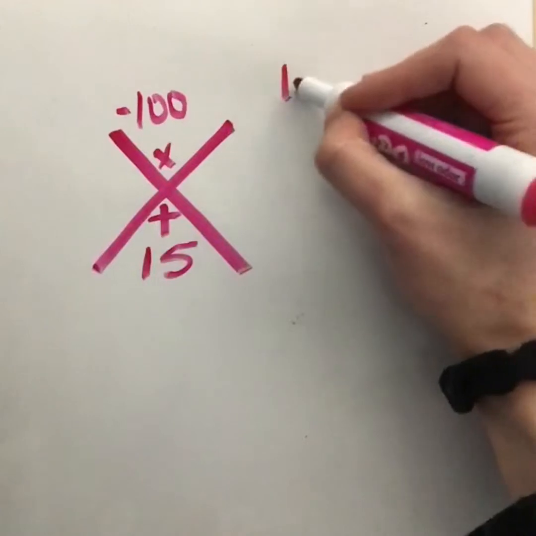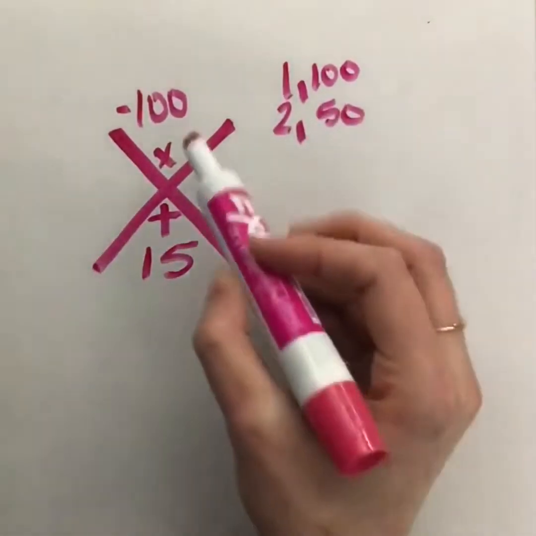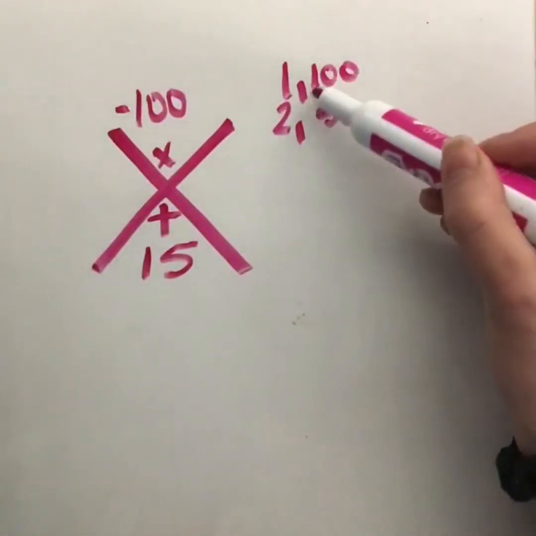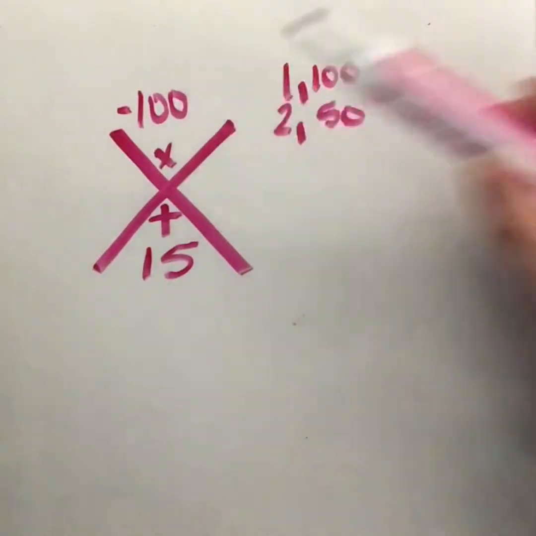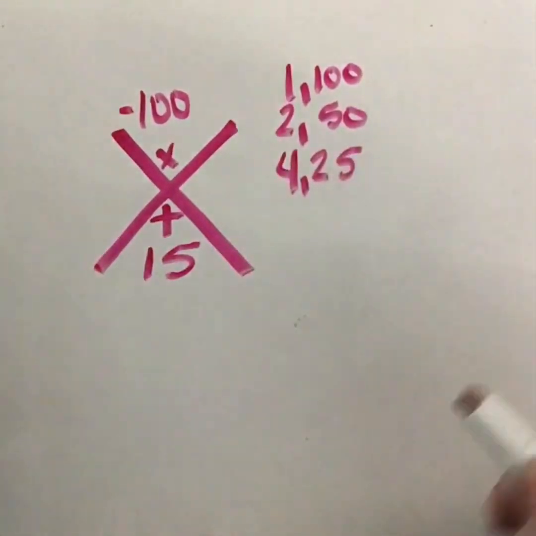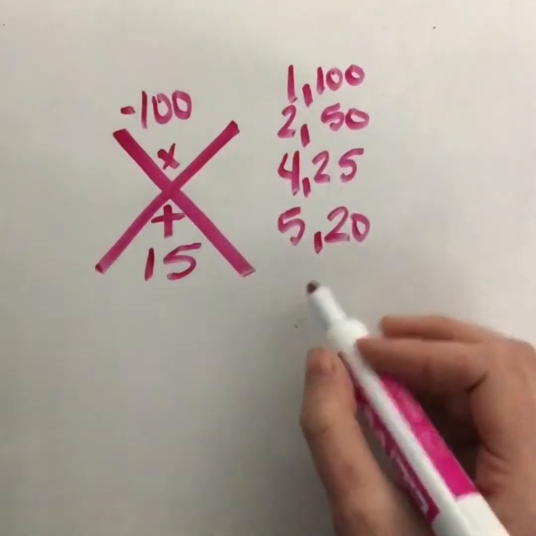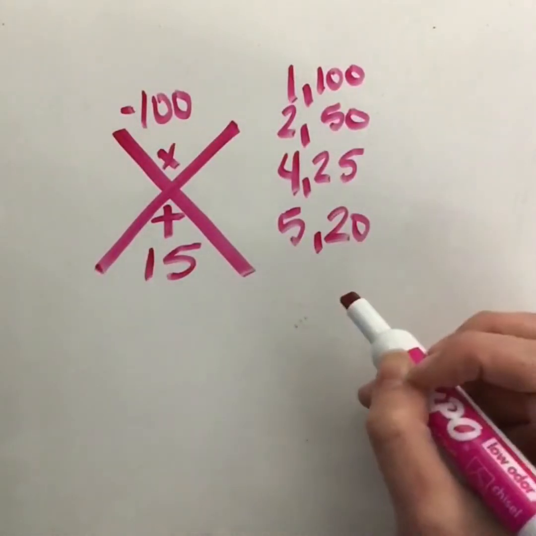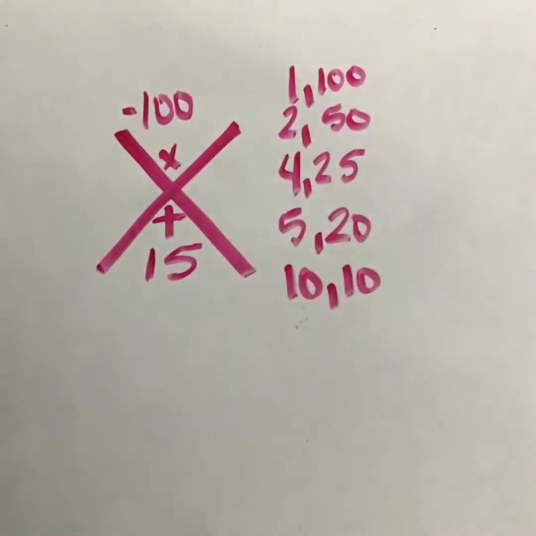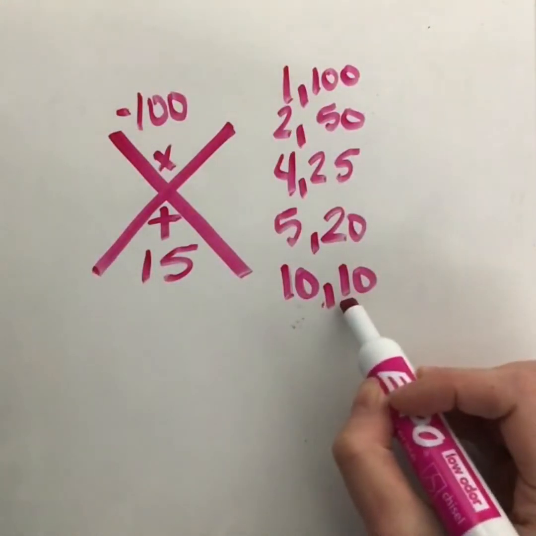So we would have 1 and 100, 2 and 50. So remember, we want the factors of 100. We don't care about the negative right now. We're just listing the two things that multiply to give me 100. 3 doesn't work. 4 and 25. 5 and 20. 6 doesn't work. 7 doesn't work. 8 doesn't work, 9 doesn't work, but 10 and 10 does work. Now I know I've reached all of my factors because I've hit 10 and 10 on both sides of here.